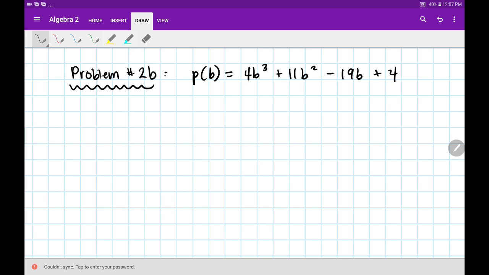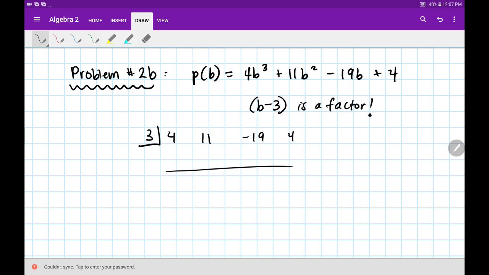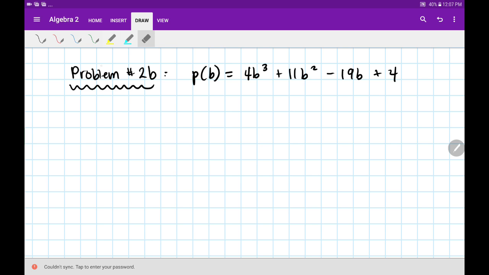If I had already been given a factor, let's say they had said, hey, b minus 3 is a factor, let's just hypothetically pretend that's what it said. If that was true, then I would go ahead and try plugging in my root of 3 and doing synthetic division from there. However, they're not even giving me a starting point. At least if they gave me one of the factors, I would know where to begin. But since they didn't even give me a starting point, that's where rational roots theorem helps out a whole bunch.